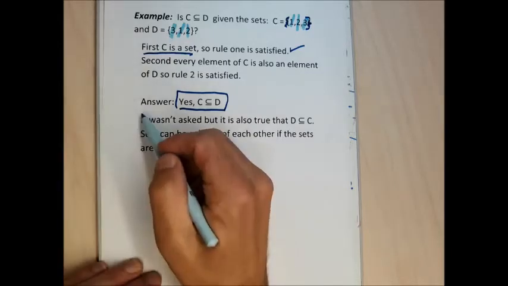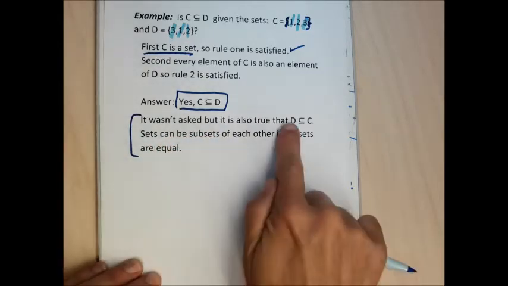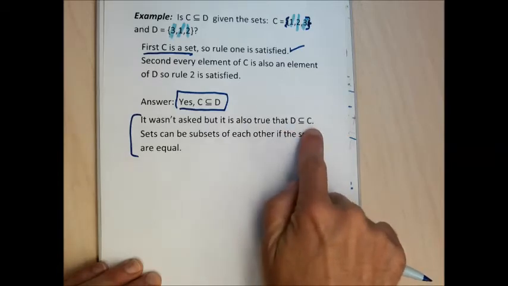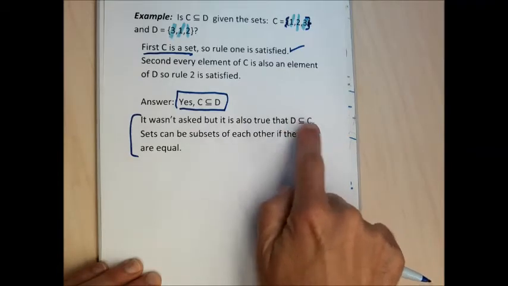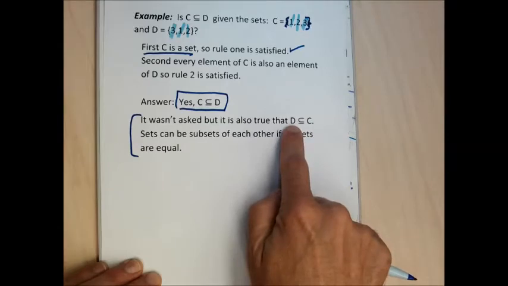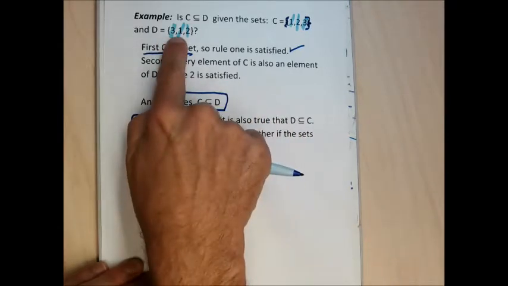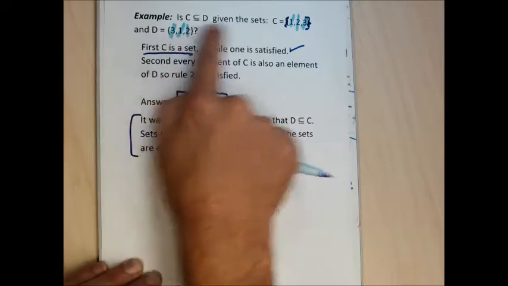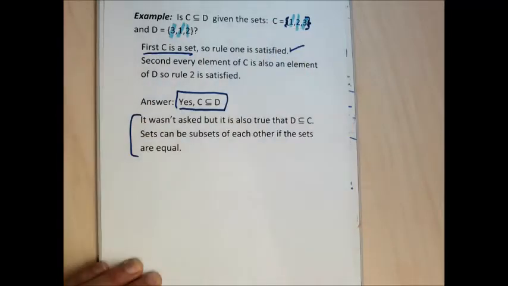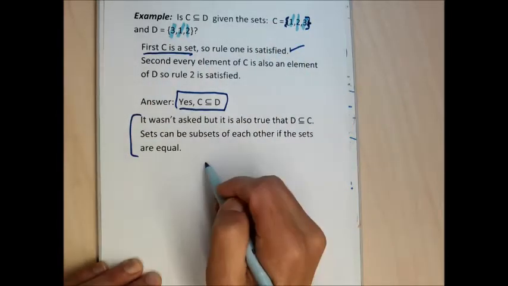I made a comment to myself, it wasn't asked, but it would also be true if I asked: is D a subset of C? For the same reason. D is a set, so it satisfies rule 1, and the 1, the 2, and the 3 in D are also in C. So both of these are true for this statement.